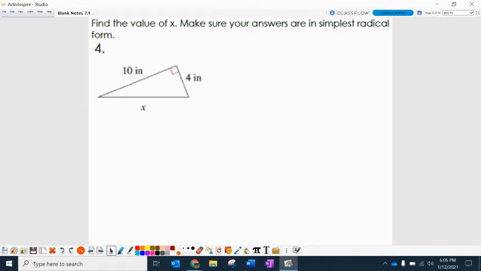Okay, it is a right triangle. Remember, it has to be a right triangle to use the Pythagorean Theorem. Okay, so I'm ready to solve for my missing side. If we know 2 sides of a right triangle, we can find the third side with the Pythagorean Theorem.